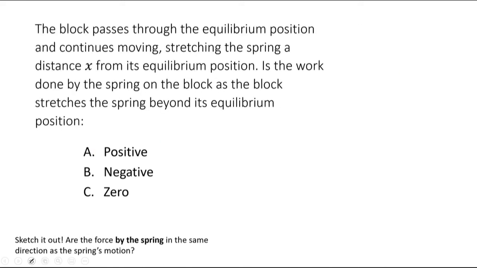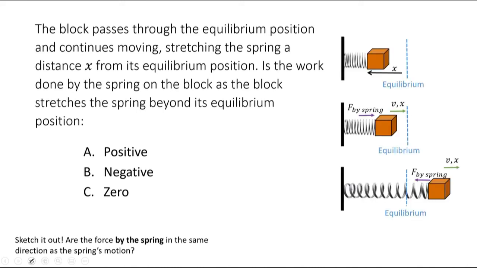All right, let's try one more. This is the same case, right? The block has been compressed and it's moving, but now it goes past its equilibrium position. And we want to know now, is the work done by the spring going to be positive, negative, or 0? And again, I would recommend sketching it out. Okay, so here's my little sketch drawing. I have our first two situations, right? It's been compressed, and then the spring will push it back towards equilibrium, but it overshoots. And so it will go past equilibrium.